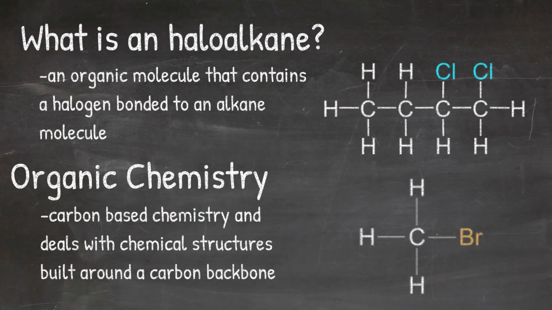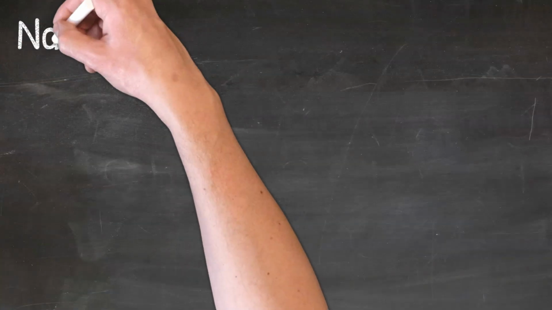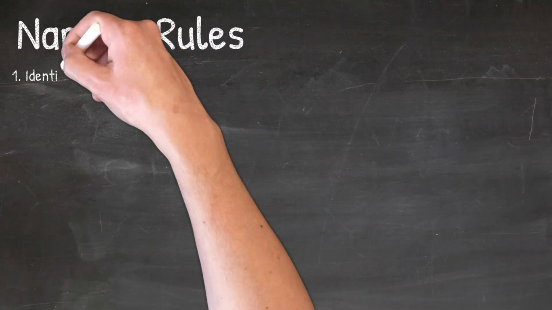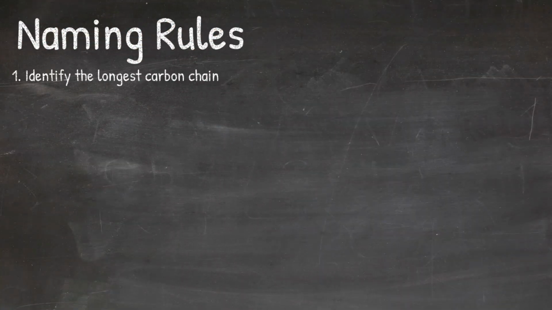So here you see a few examples of haloalkanes. The one thing you should notice about all these molecules is that they are all alkanes with different halogens bonded to them. Now that you can recognize and identify haloalkanes, let's look at how to name them. When naming any organic compound, the first thing you need to do is identify the longest carbon chain. So when we name haloalkanes, we're going to count the longest carbon chain we can find.